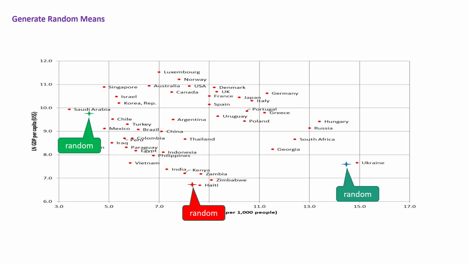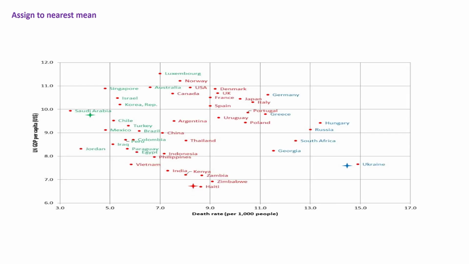And again, these 3 means were randomly generated. That's the first step. Next, the algorithm assigns each country, each observation, each case to the nearest mean. For example, Saudi Arabia on the upper left obviously is going to be a member of the green cluster, while Ukraine is going to be obviously a member of the blue cluster. Haiti, Zambia, Kenya are going to be members of the red cluster. And here they are. So I colored each one of the countries by proximity to the means.